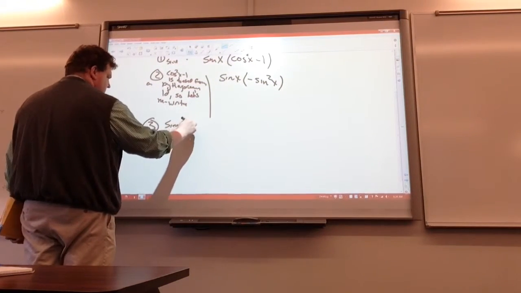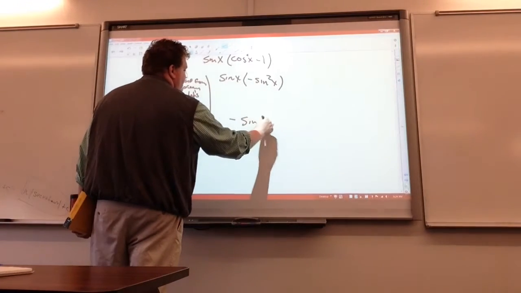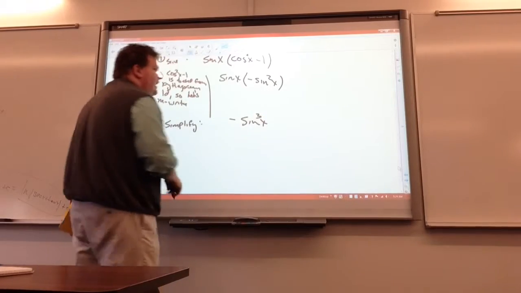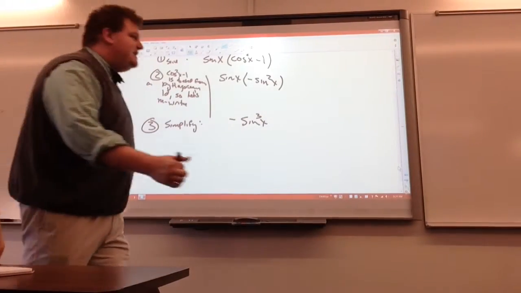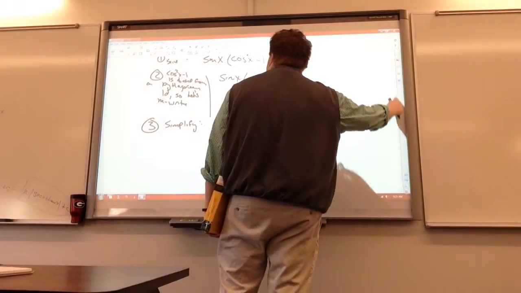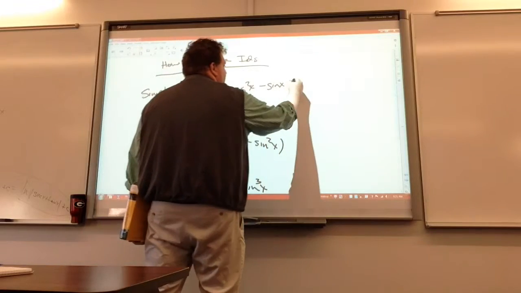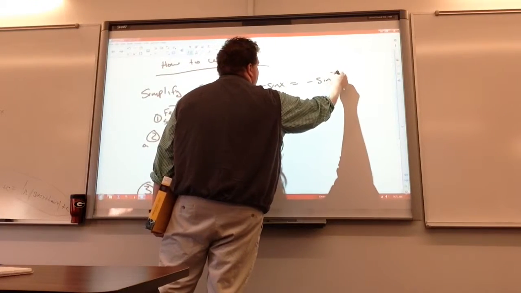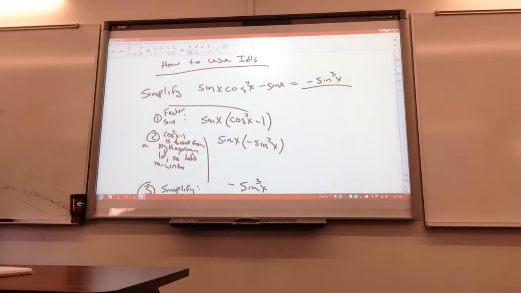Negative sine cubed, right? Yes, negative sine of x cubed. So we've simplified it. We've gotten it down to just one trig piece. So I can come up here from the very beginning and say this thing right here is just equal to minus the sine cubed of x, and be done. So that's one example of how you use trig IDs.